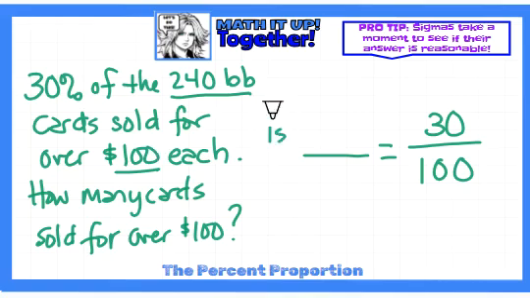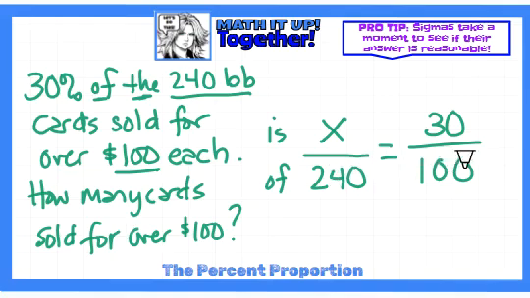Again, we do have those helper words. Sometimes they help us with word problems. Sometimes they're not helpful. But in this case, we do have of the 240 baseball cards. So I'm thinking that is my total. So 30% of the total sold for 100 each. How many cards sold for 100 each? So that is that portion of the total. Now we don't have our is word here helping us, but we do have the of, and we really have to think in terms of what makes good sense. So here's our problem, how it sets up. We are solving for the part.